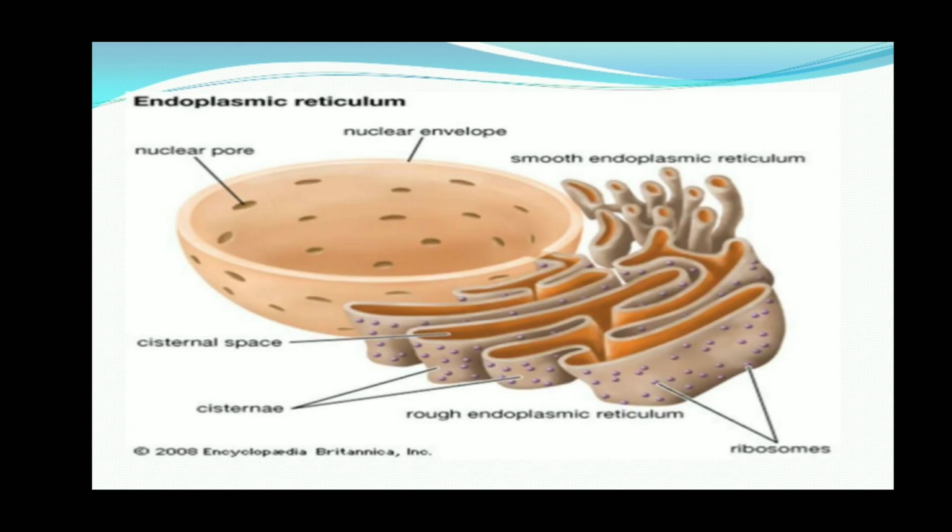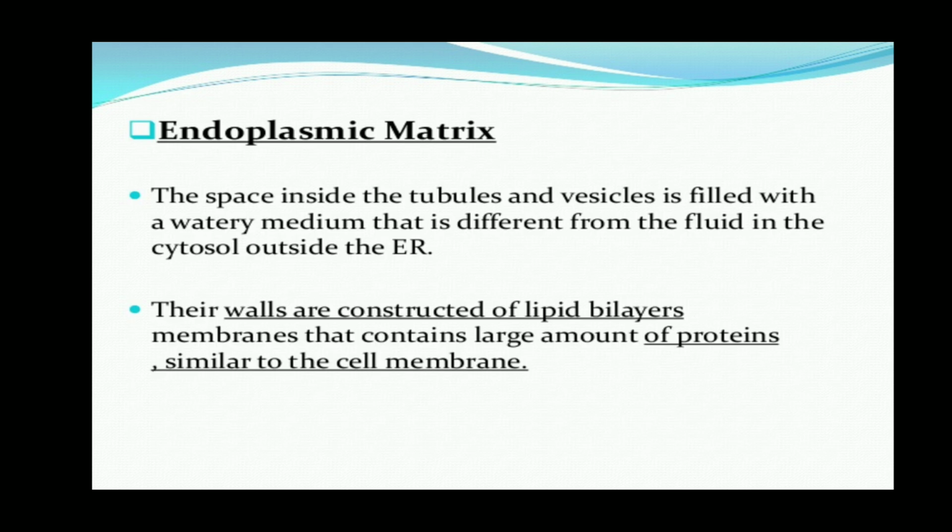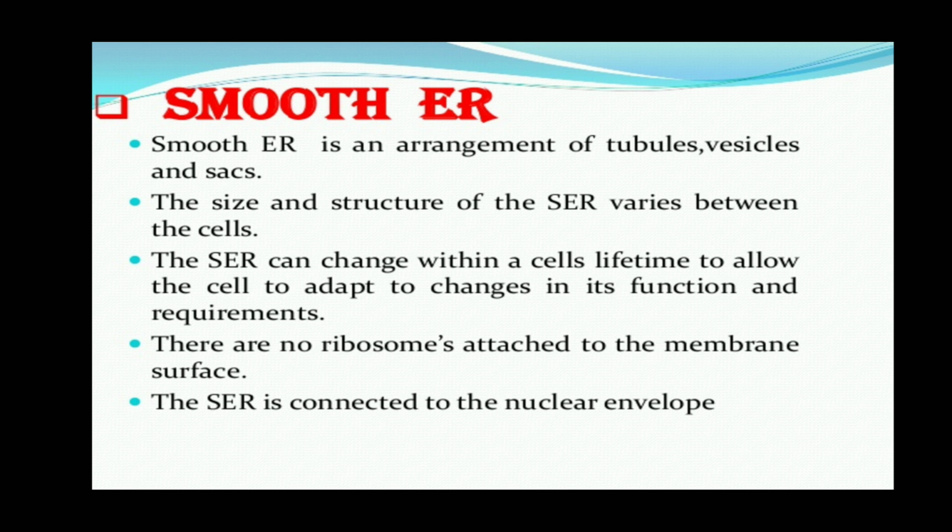So this is the picture of the endoplasmic reticulum which I have shown earlier. Then we will see the endoplasmic matrix. The space inside the tubules and the vesicles is filled with a watery medium, which is different from the fluid in the cytoplasm or cytosol outside the endoplasmic reticulum. Their walls are constructed of lipid bilayers, membranes that contain a large amount of proteins similar to the cell membrane. First we will see the smooth endoplasmic reticulum.